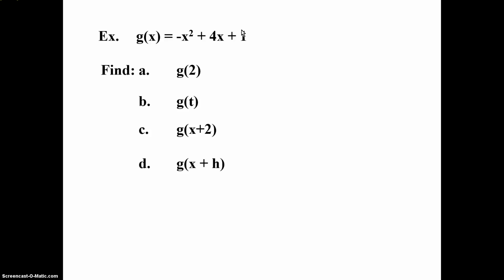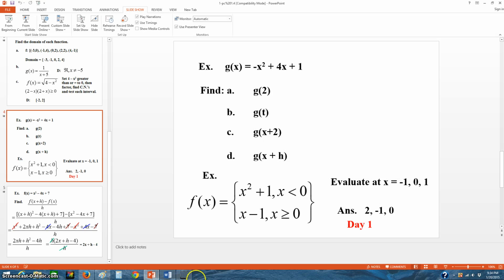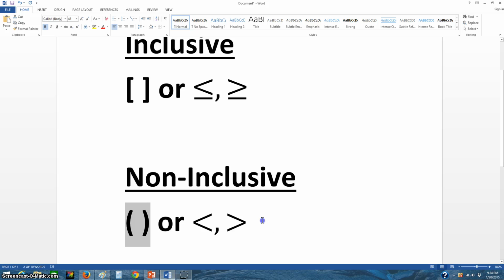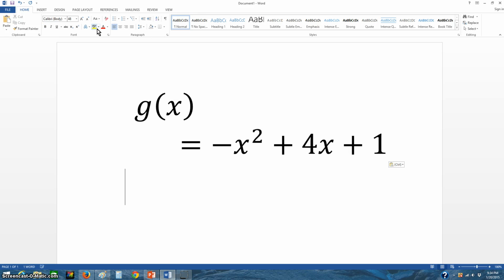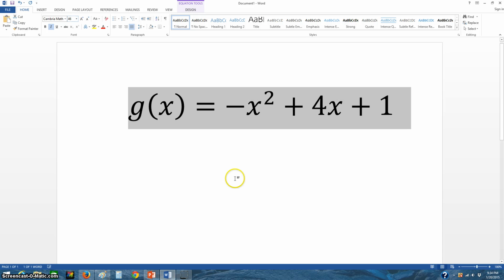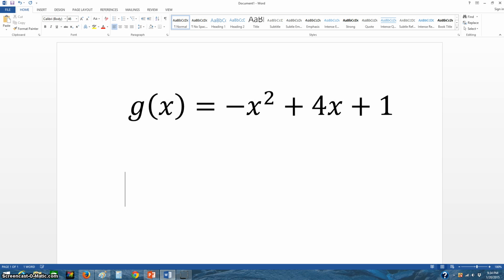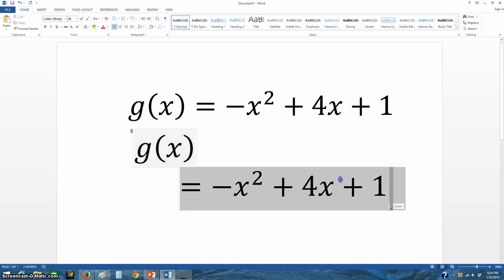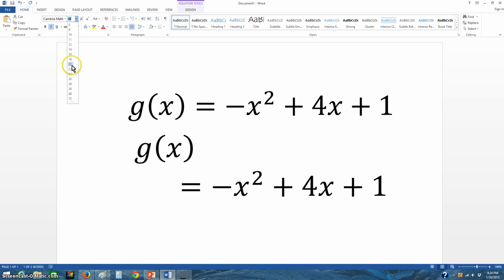Okay, so let's look at the example. It says that g of x is equal to -x squared plus 4x plus 1. I'm going to go ahead and x out of this and do it in Word. Let me make this a little bit smaller, 46. The first one is saying that you need to find g of 2. So let's go ahead and find g of 2.